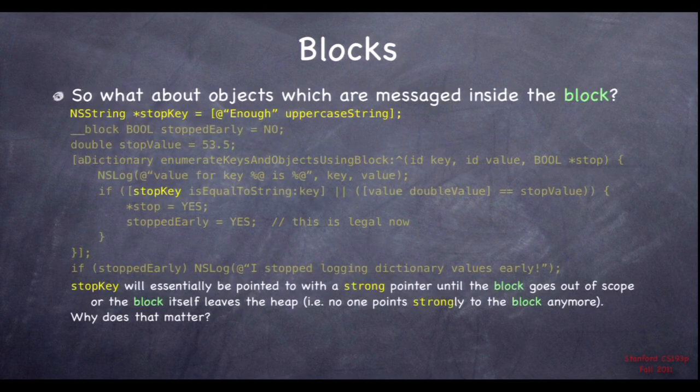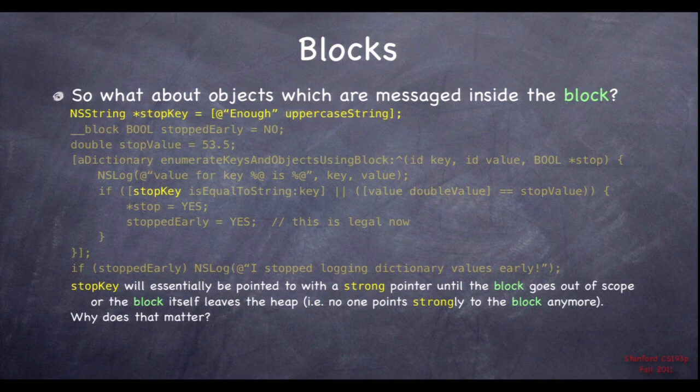Okay, what about accessing objects inside the block? All right, so here I have a local variable called stop key. It's an NSString, just a local variable. It's ENOUGH, all caps, but I made it by sending the message uppercaseString to enough, not uppercase, so that I just wanted to show you that stop key doesn't have to be a constant. It could be the result of calculating something or calling some other method. But anyway, it's on the stack, and then I enter this block.